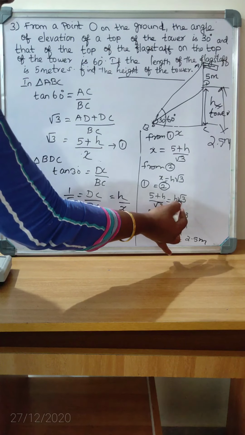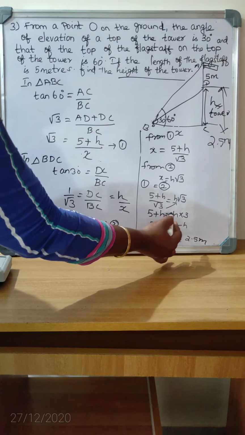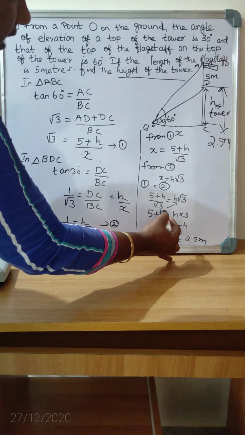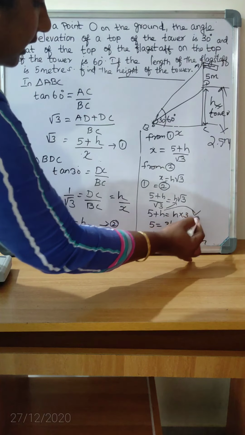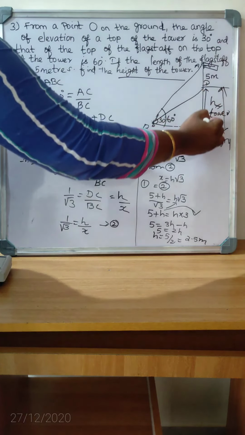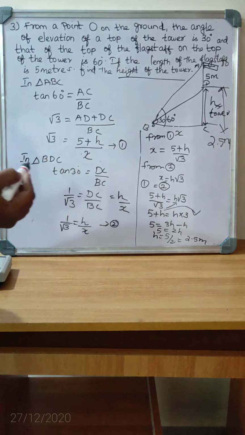Now I am cross multiplying. So 5 plus H equal to H into 3, that is 3H. This H I have taken this side, so it is minus H. 3H minus H is 2H. So 5 equal to 2H. So H equal to 5 by 2, that equal to 2.5 meter. So now height of the tower is 2.5 meter.